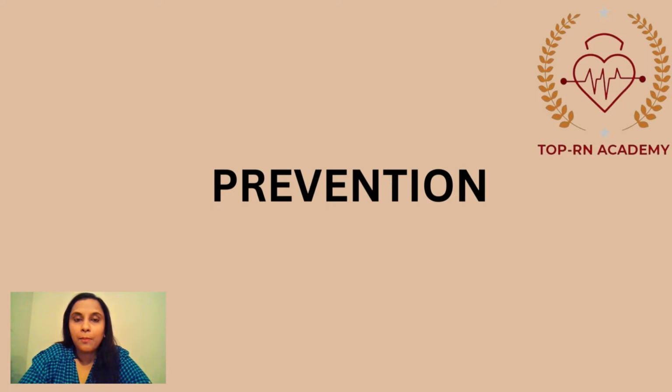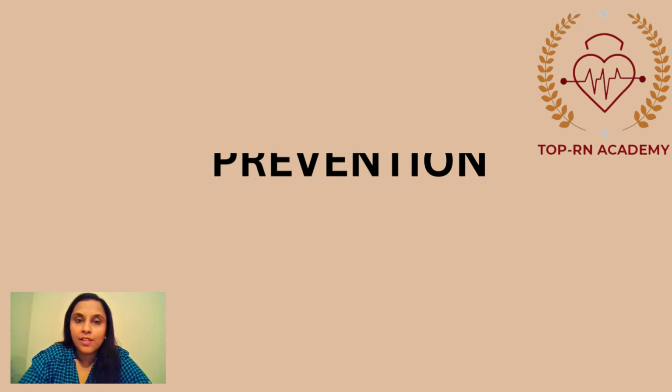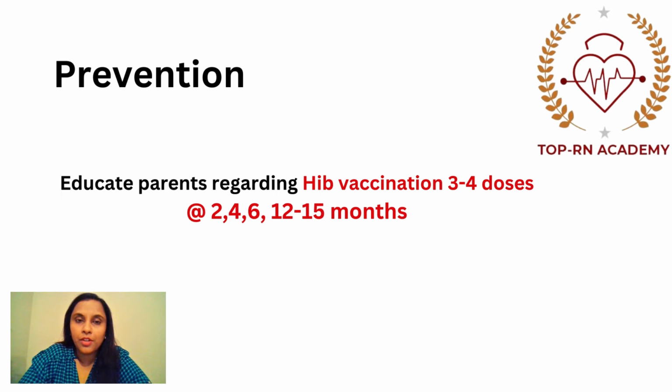So as a nurse, what should you educate the parents for the prevention of epiglottitis? We know that there is a vaccination available for Haemophilus influenzae bacteria. So the Hib vaccine should be given to all children at 2 months, 4 months, 6 months, and 12 to 15 months of age. So the parents should be educated about the importance of giving vaccination to the child. So this is all about epiglottitis, and it is a very important condition from the NCLEX point of view.